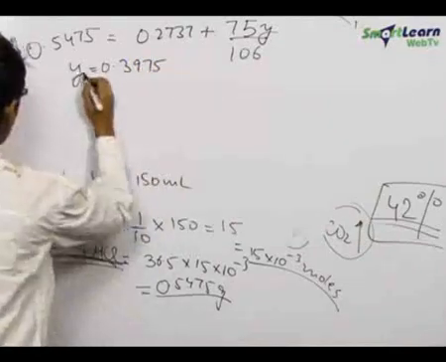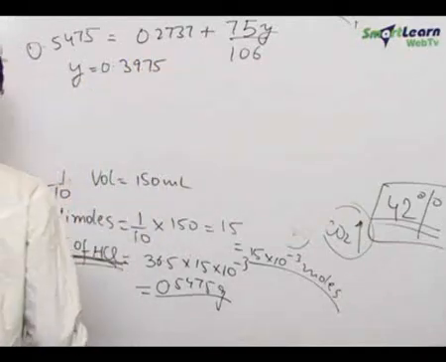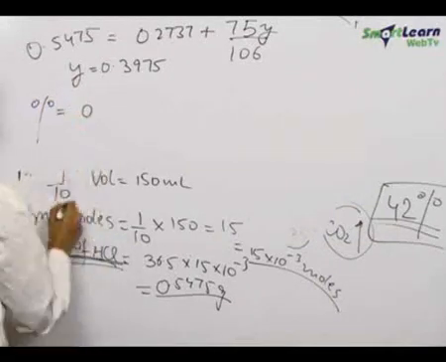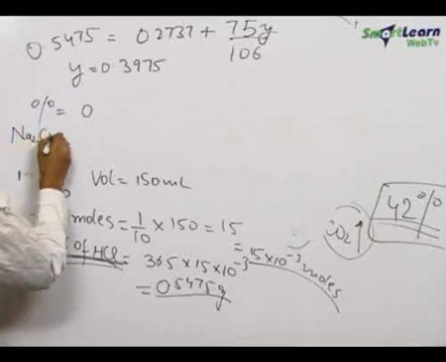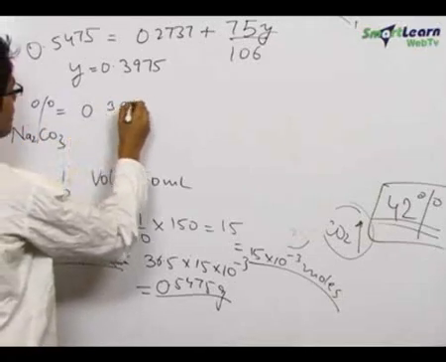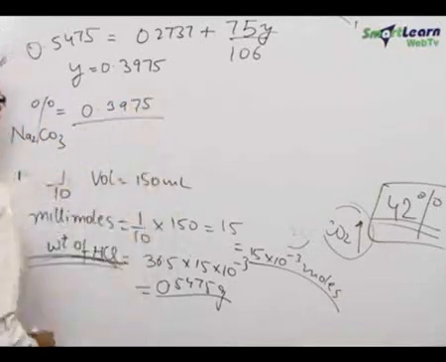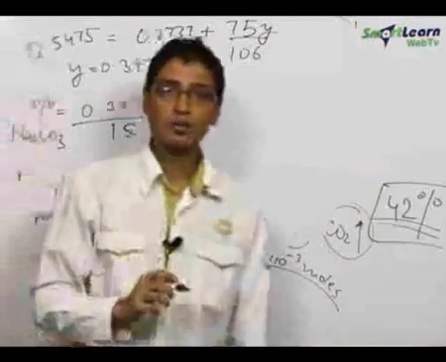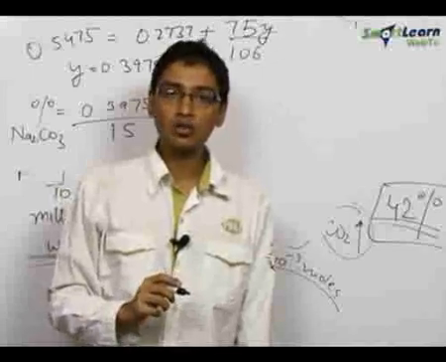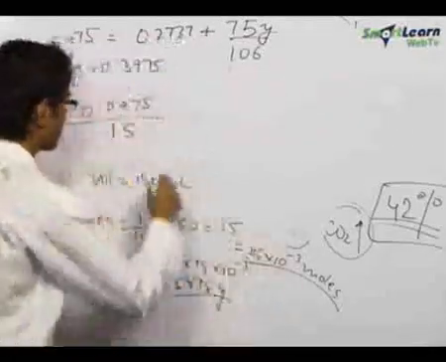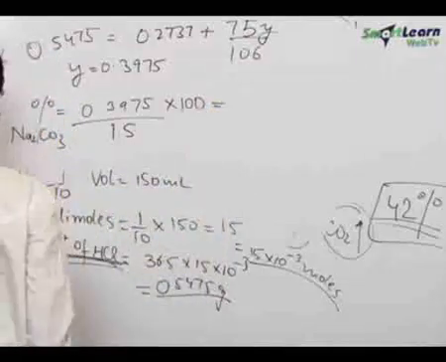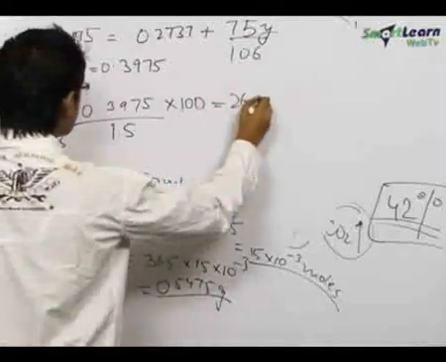Y was our amount of Na2CO3 present in the given sample. So our percentage of Na2CO3 is 0.3975 upon the total weight of the sample, which was 1.5 in this case. Mind you, don't take the weight as 2 grams, because here we changed the sample and took the weight as 1.5 grams, into 100. On solving this, the percentage of Na2CO3 came out to be 26.5%.